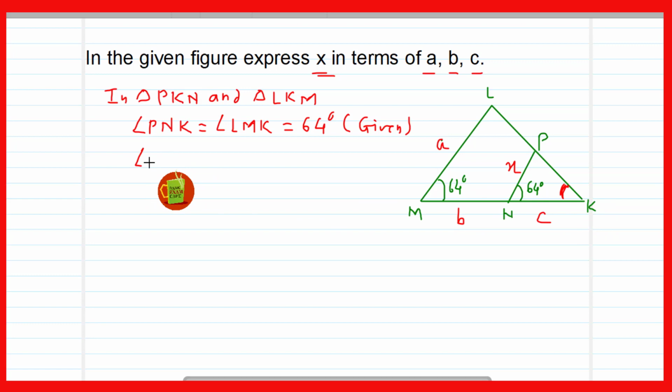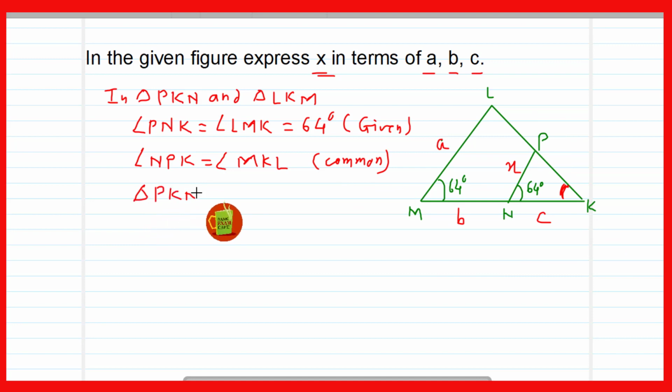So here angle NPK is equal to angle MKL, that is common. And friends, since these two triangles are similar, therefore triangle PKN is similar to triangle LKM. Reason will be AA criteria or AA rule of similarity.